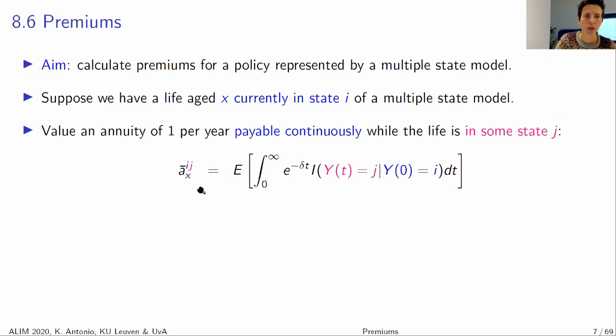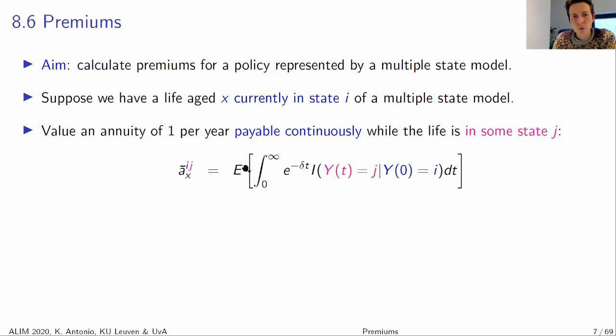Also, do note the notation. I have A bar because I have a continuous annuity. I have x to denote the age of the policyholder at the start of the contract, and I've got ij to indicate, okay, at the start my policyholder is in state i, and I'm going to pay while this policyholder is in state j. That's what I need.